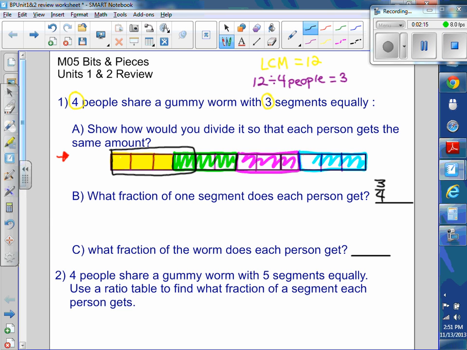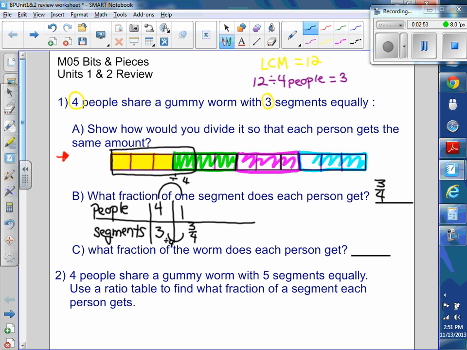3/4 of the segment. You could do this with a ratio table. It makes it nice and easy. If you write people and segments, and then make a ratio table, you know you have 4 people and 3 segments. And we want to figure out how much one person gets, so we could divide this by what? 4. And so I'm going to divide 3 by 4. And fraction bars mean divide, so I write this as 3/4. So you have the picture that shows 3/4 and the ratio table.